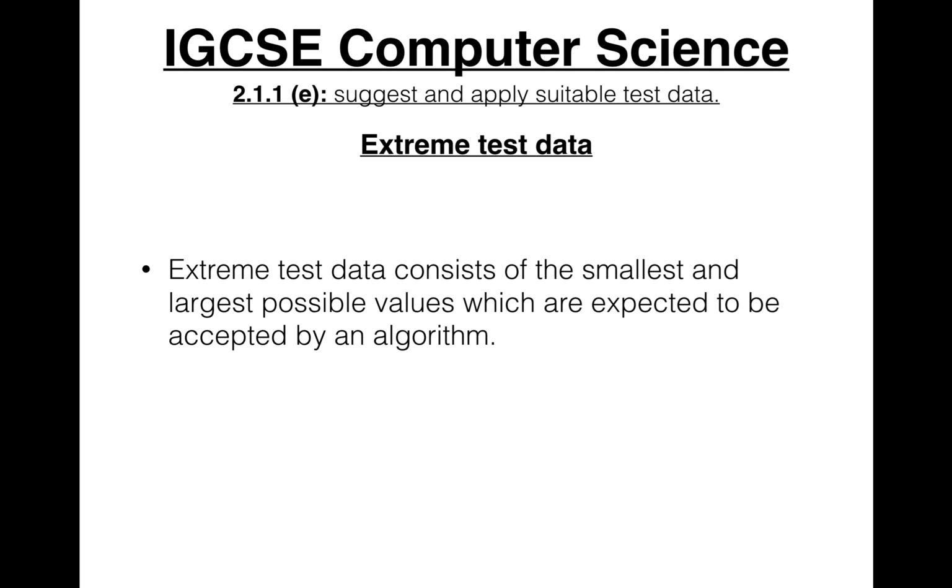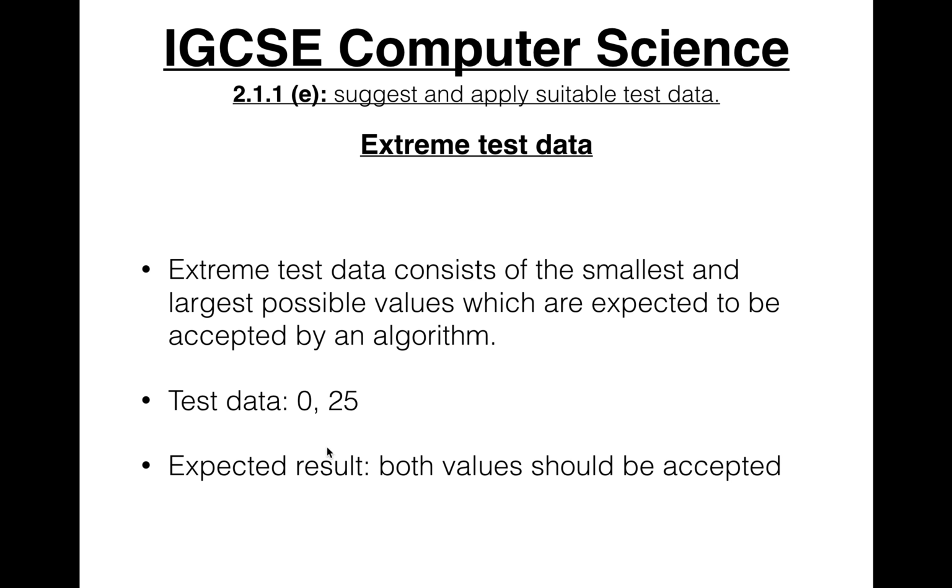Extreme test data consists of the smallest and largest possible values, which are expected to be accepted by an algorithm. If you're given a range, then extreme test data would be the lowest and the highest of that range. For example, 0 and 25. We expect both values to be accepted by the algorithm, but anything less than 0 and anything greater than 25 will be rejected. So it's sort of the edge.